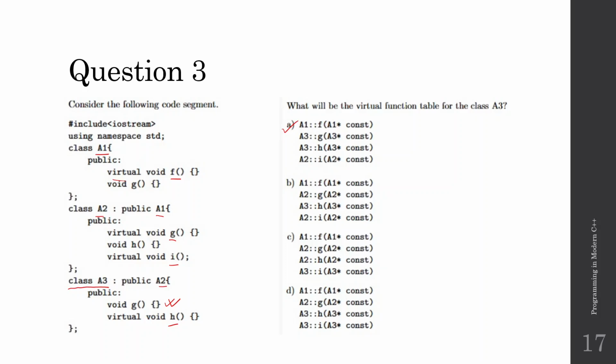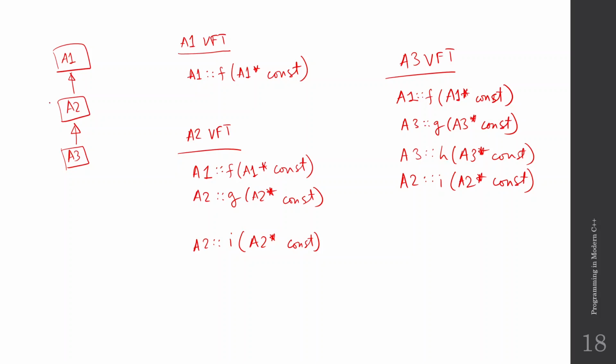Yes. See, in your inheritance, once a function has been declared as virtual, it is always virtual. So if you declare something as virtual here, then in A3 also it will be virtual. And everywhere, even if you don't override or anything, it will be virtual. Okay, thanks, sir.